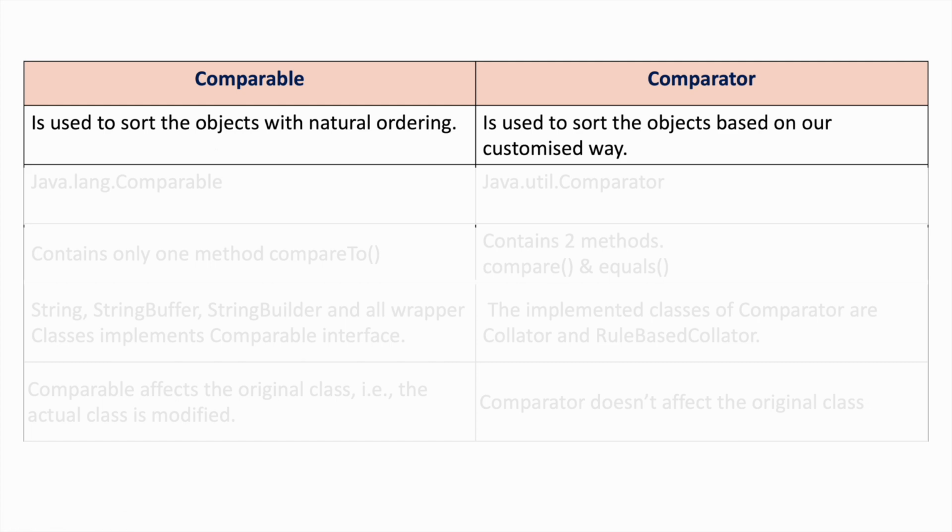If you are not happy with the default natural sorting order, or if some classes are not applicable for the default natural sorting order, that is, the classes have not implemented the Comparable interface, and you want to sort those objects based on your own requirement or in your own way, then we will use Comparator. So Comparator is used to sort objects in a customized way. Comparable is meant for the default natural sorting order, and Comparator is meant for customized sorting.